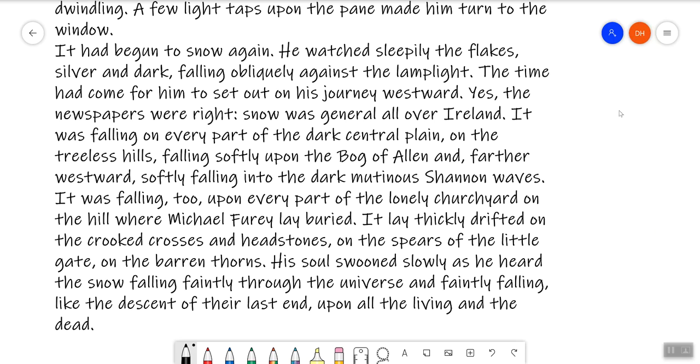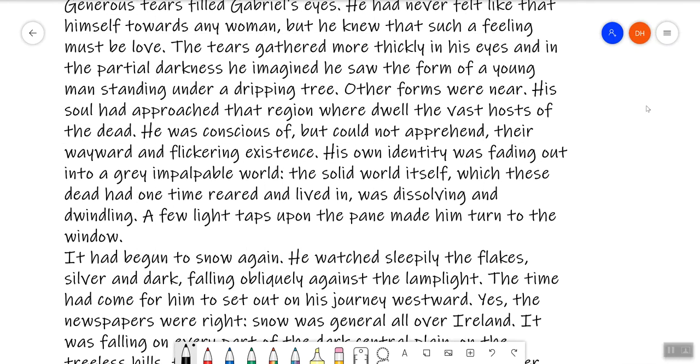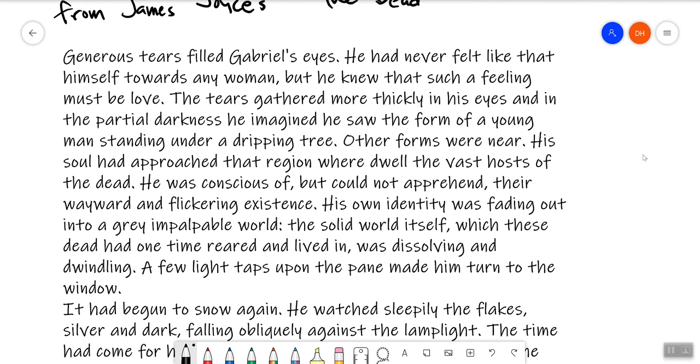Now, if you'll remember back to the intro where we were talking about good paragraph building, we have really good imagery here. The tears gathering in eyes, partial darkness, he imagines this figure. And it goes out into this kind of imagination world. He's imagining all of this, vaguely seeing into the dark as if peering upon all the dead, all these souls gathering. And then we have this nice little environmental marker. A few light taps upon the pane, something physical.